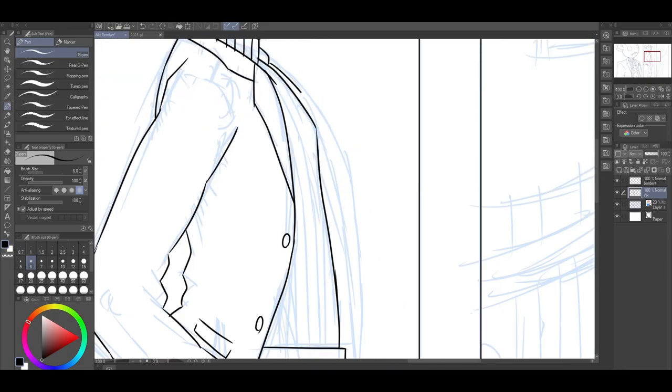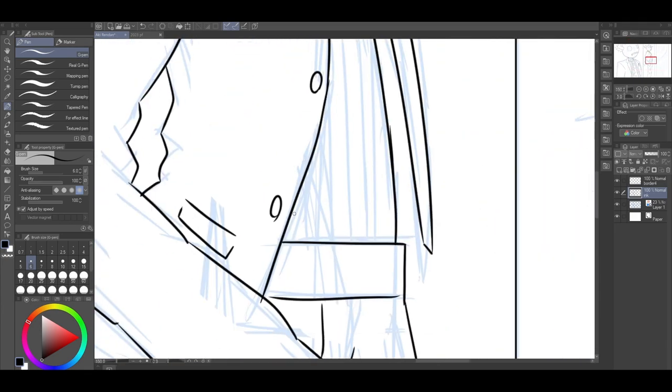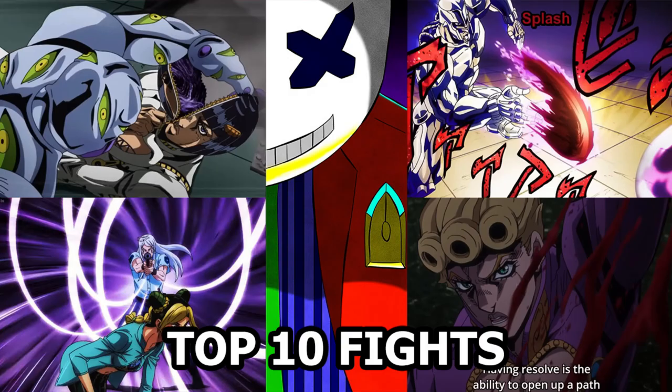In conclusion, these are my top 10 JoJo fights. I believe these are the coolest and most tactical fights with some of the most creative powers. Yes, I have read parts 7 and 8. The reason they aren't on this list is because they're not scrapping like parts 4, 5, and 6.